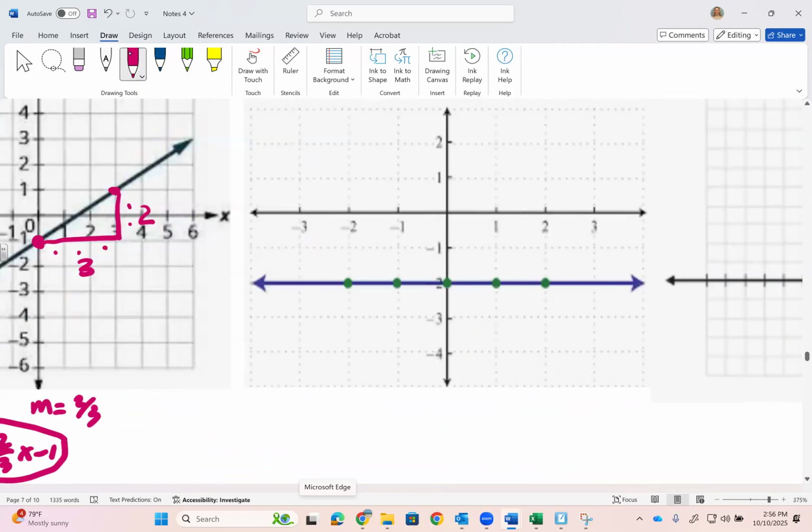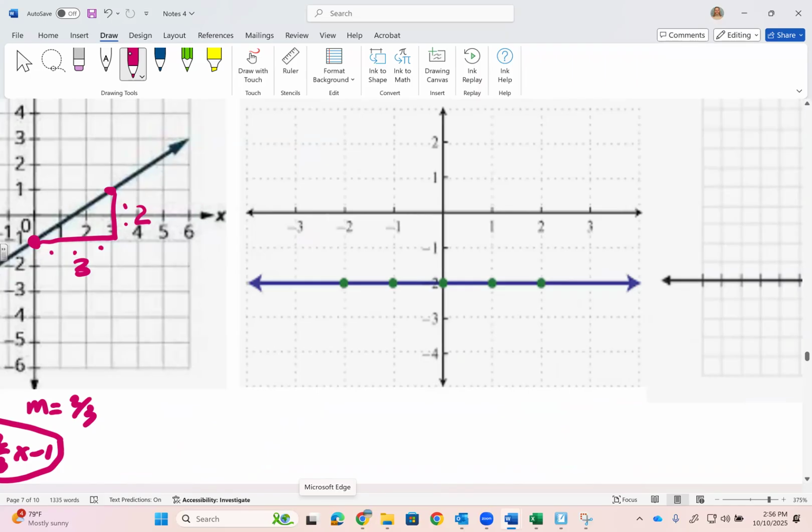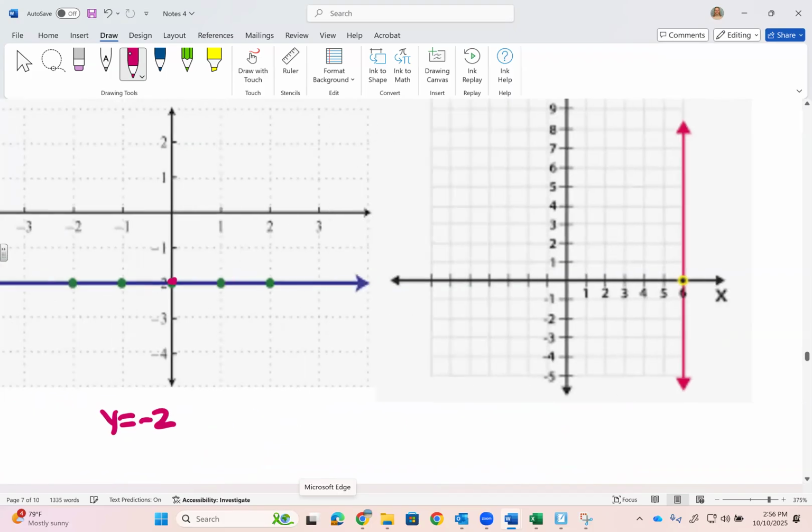This right here is going to be a horizontal line, and it touches the y-axis at negative 2, so it'd be y equals negative 2. So right here is a vertical line. It touches the x-axis at 6. This would be x equals 6.